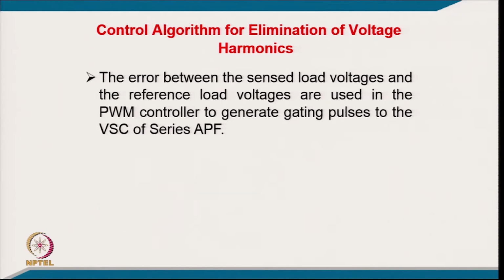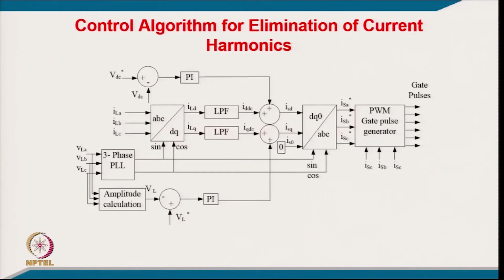So, the error between the sensed load voltage and the reference load voltage is used in the PWM controller to generate the gating pulses for the voltage source converter of the series active power filter, and this is typically the control algorithm for elimination of harmonic current in a voltage fed kind of load which we were talking about.